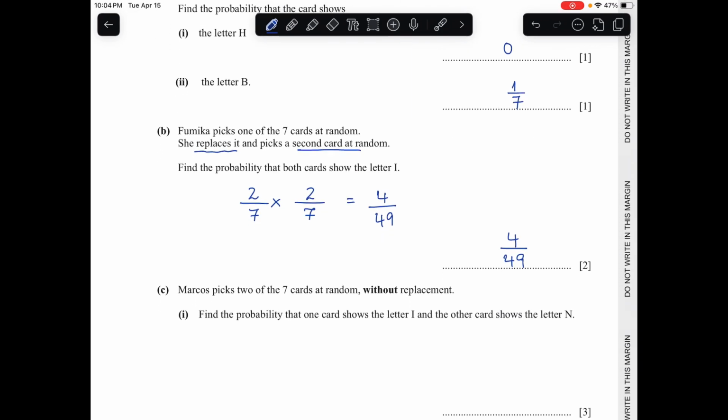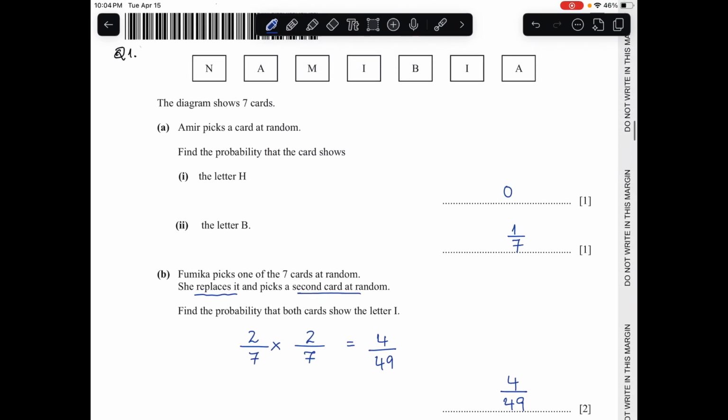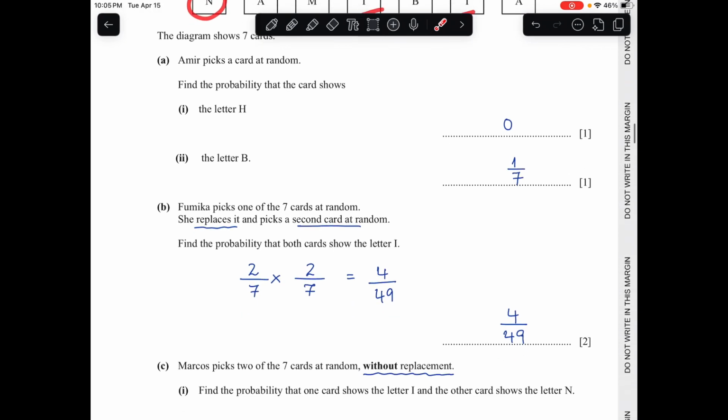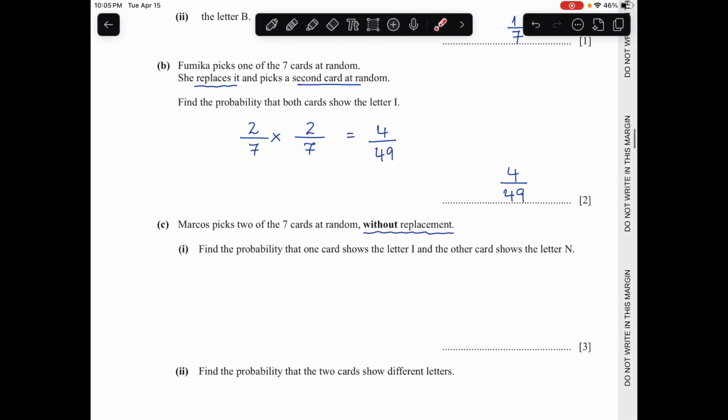Part C. Macros picks 2 cards of the 7 cards at random without replacement. It means that your total will change. Find the probability that 1 card shows the letter I and the other card shows the letter N. We know that there are 2 cards with the letter I and 1 card with the letter N. So we're thinking about picking 2 cards without replacement. Let's say he picks first the letter I. So there are 2 cards out of 7.